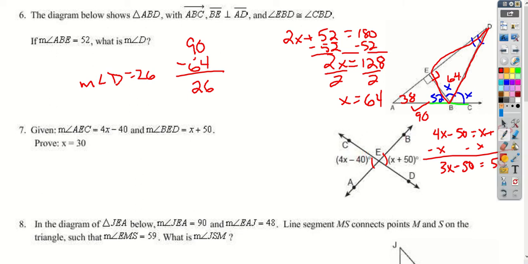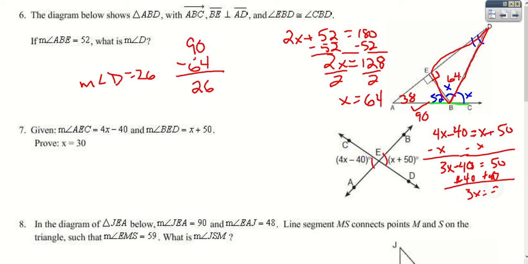Oh, no wonder. It's 4x minus 40, people. All right, so 4x minus 40. There we go. And then we can add the 40 to both sides. All right, and you get that 3x is equal to 90, and then divide by 3 and get x is equal to 30. And we're just going to put the equations in our proof.